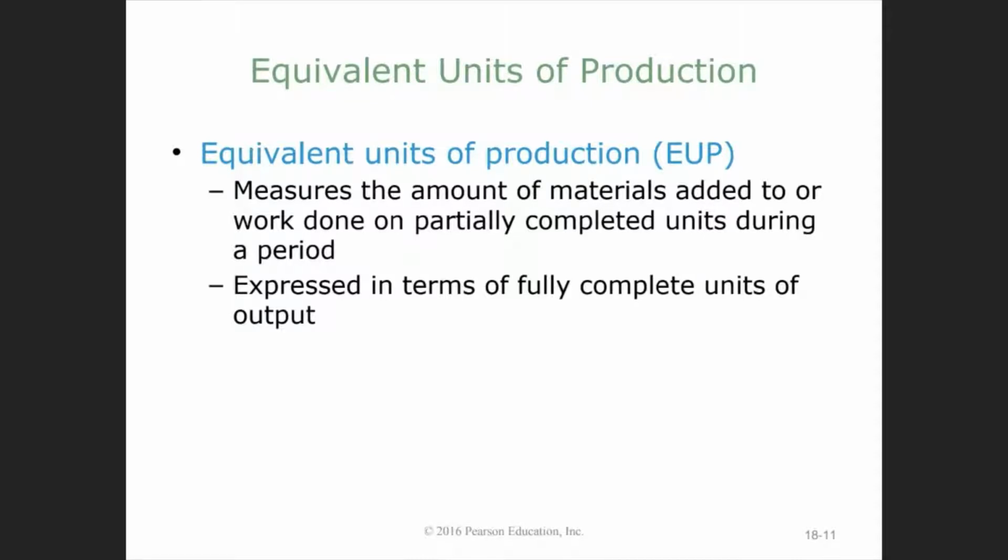Equivalent units of production, also known as EUP, measures the amount of materials added to or the work done on partially completed units during a period. It's also expressed in terms of fully complete units of output.